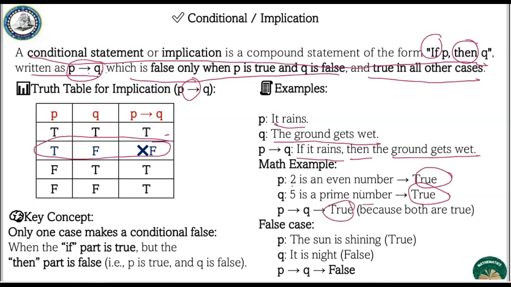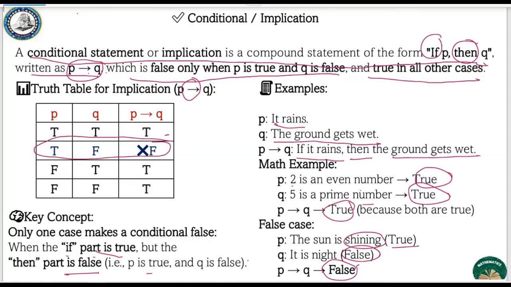The sun is shining, true. It is night, false. If it is shining, it should be morning. P implies q will be false. T F F, remaining all true. Only one case makes the condition false. If the if part is true and the then part is false, then it is T F, it is F. Otherwise, it is all true.